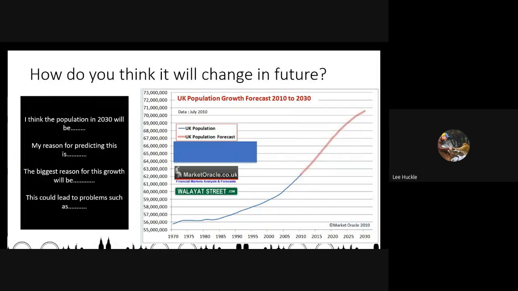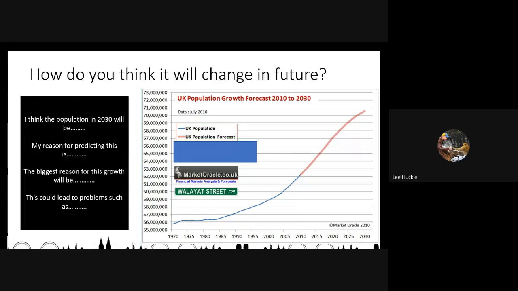So you then looked at this graph. Again, it's a very simple graph showing UK population growth forecast 2010 to 2030. This graph goes back to 1970 to begin with, but then from 2010 to 2030, it was a forecast. And then you completed these stages of explanation.